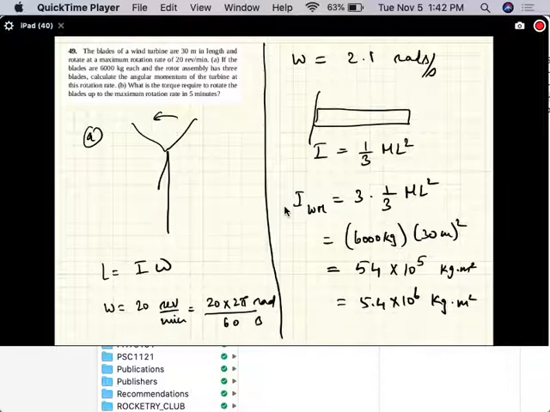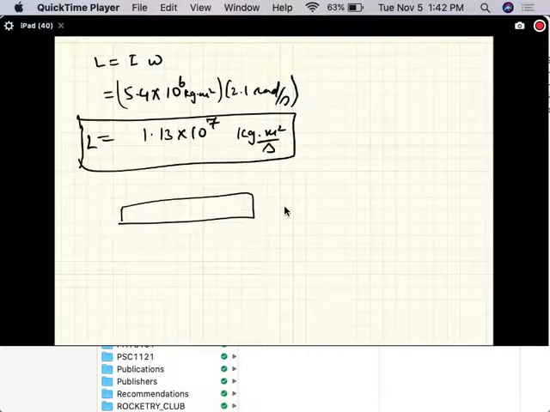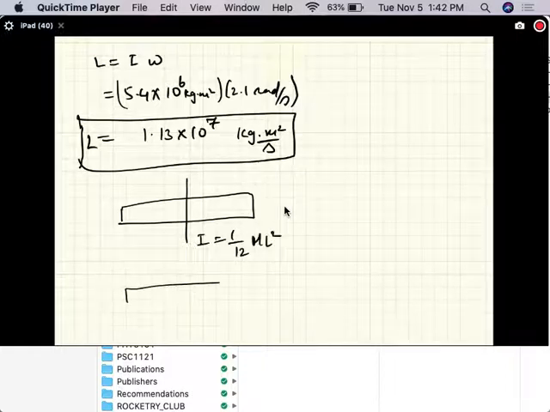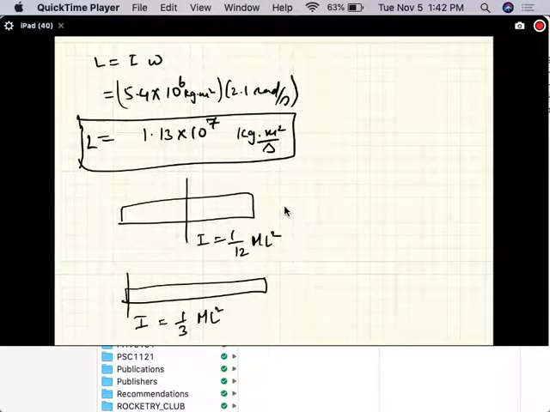All right, so moment of inertia. You guys can look this up, but this moment of inertia is 1/12 ml squared. This moment of inertia is 1/3 ml squared. This moment of inertia is bigger than that because more mass is away from the axis of rotation.